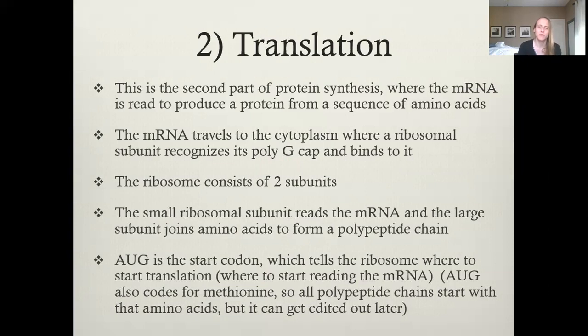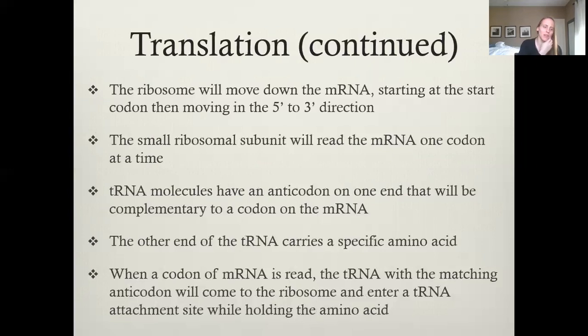So the ribosome is going to recognize the mRNA and grab onto its poly-G cap. And then starting with AUG, which is the start codon on the mRNA, the ribosome is going to start reading the mRNA one codon at a time. The first codon of the mRNA is going to go into what's called the P site of the ribosome, like the letter P. And then the ribosome will, from that point, start moving down the mRNA in the 5' to 3' direction, again, reading one codon at a time.